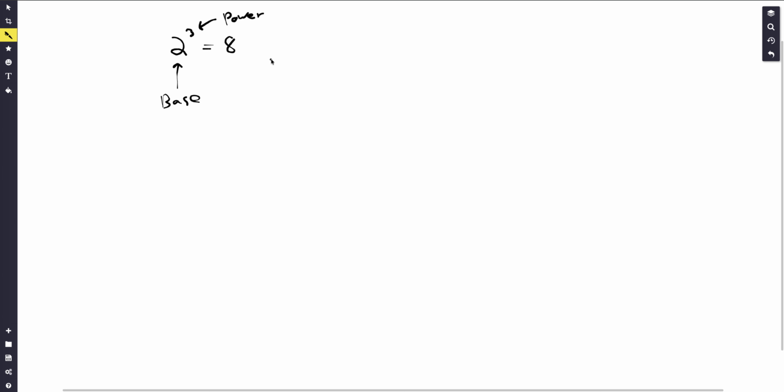How we got 8 in this equation is we're basically just doing 2 and multiplying it 3 times. So 2 times 2 times 2, and we know that equals 8.